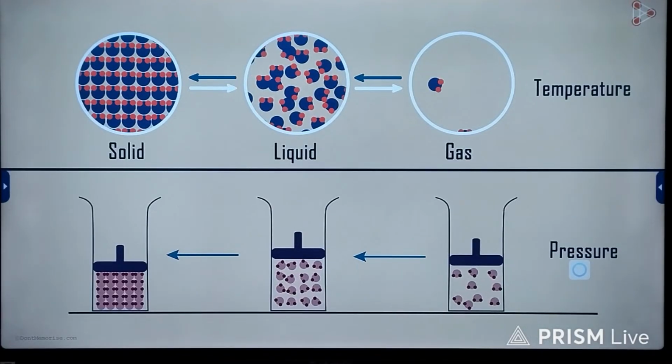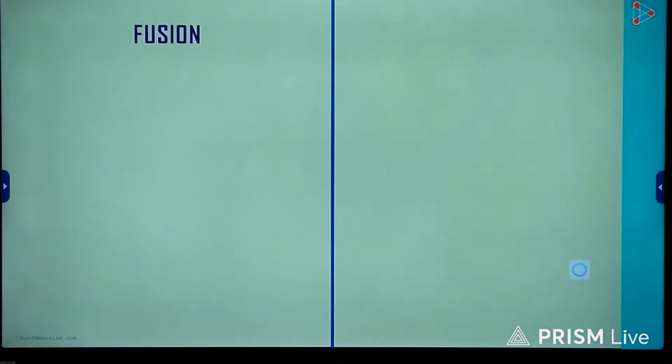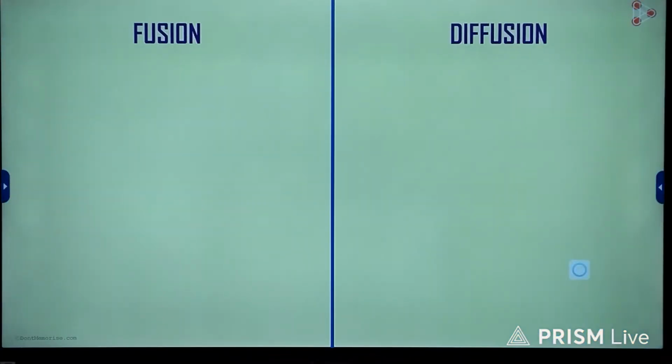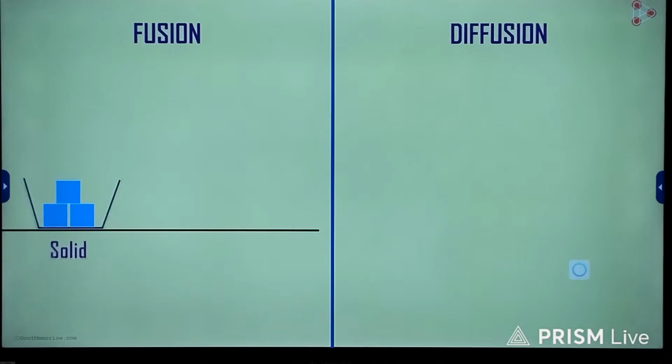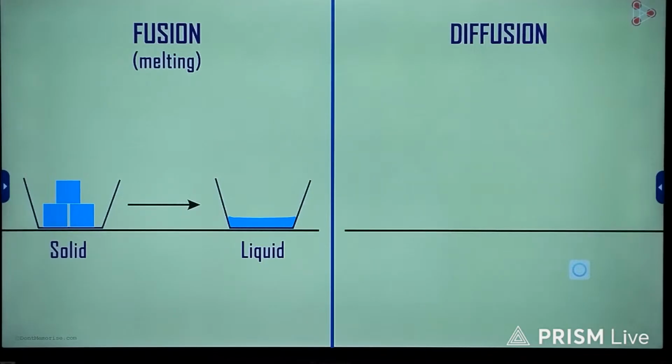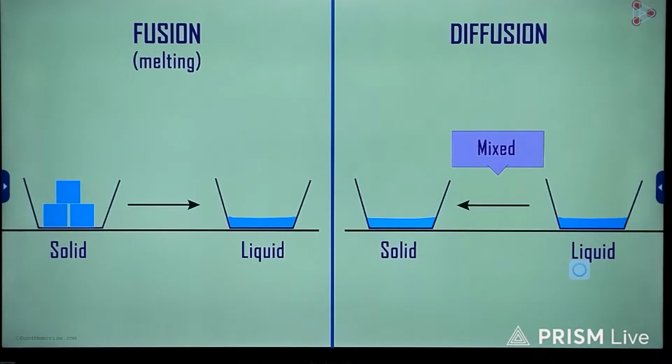Now we need to look at two important terms. They are fusion and diffusion. And what exactly do they mean? When a solid gets converted into liquid, we call this process fusion or melting. And what would be diffusion then? When particles of matter intermingle and mix, we call this process diffusion.